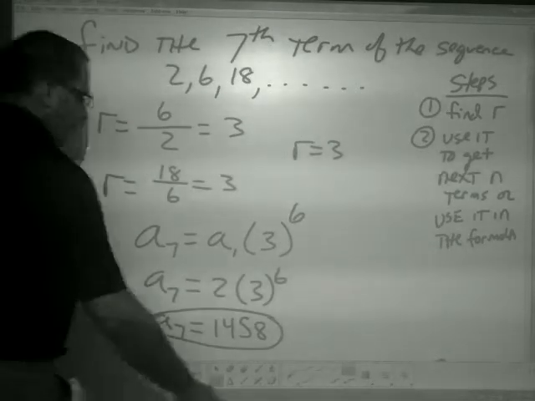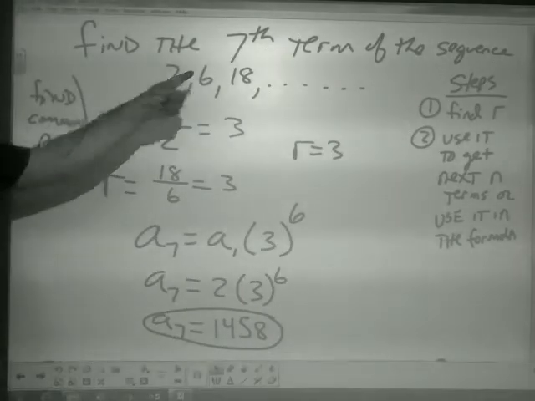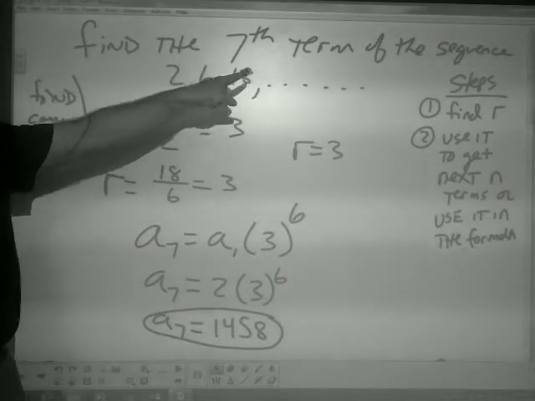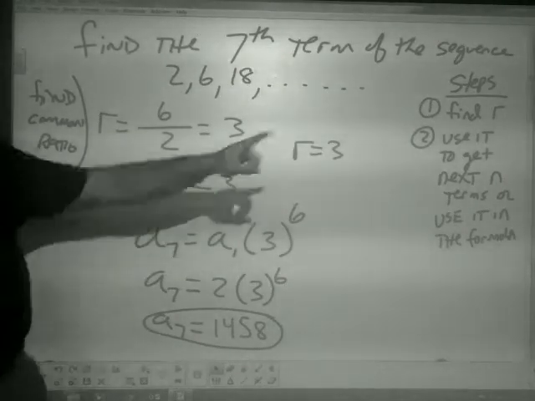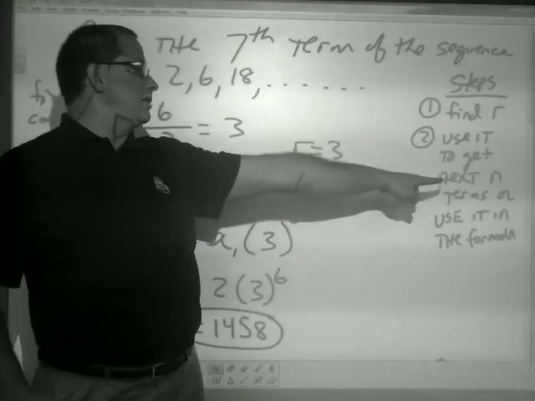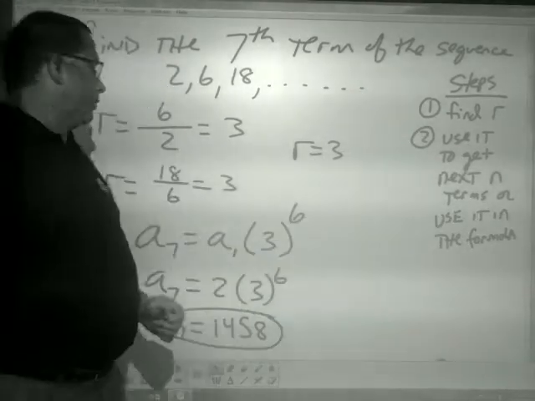Alright, so find the common ratio. I take the 6 and divide it by 2, I take the 18 and divide it by 6. It looks like my common ratio is 3. Now I can use it to get the next n terms or use it in the formula.